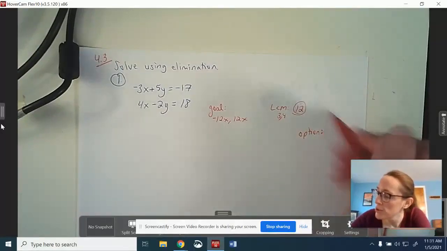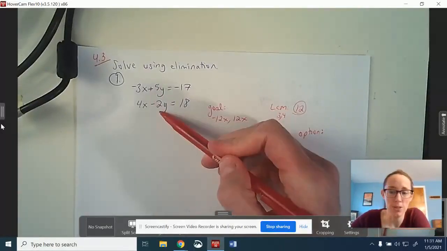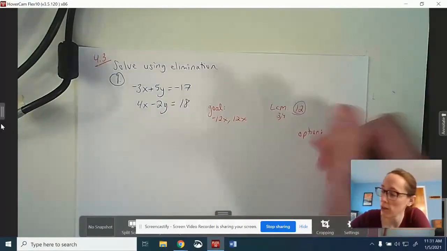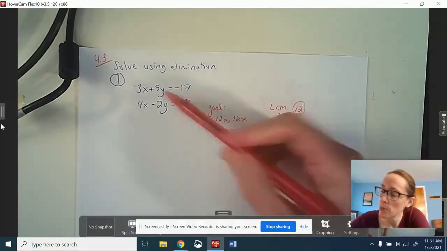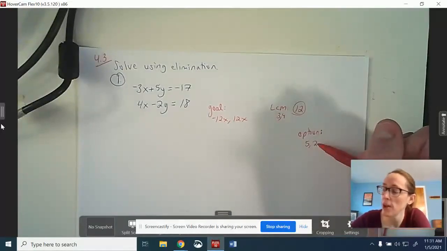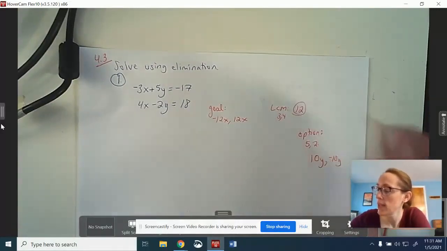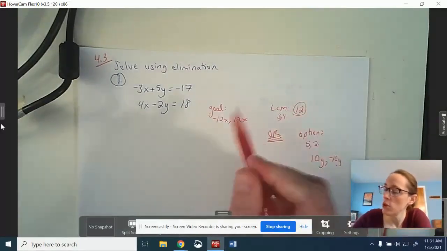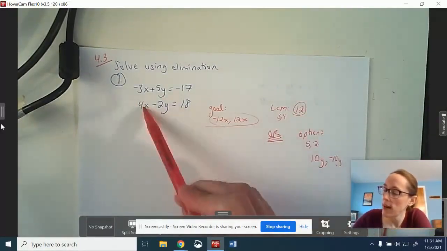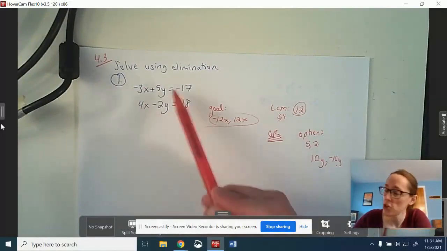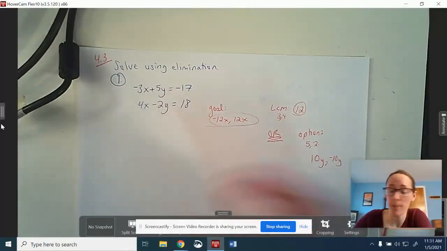is to multiply and try to get these to be opposite terms. Now, if you want these to be opposite terms, you're not going to be able to make 12s. So you want to think you have 5 and you have 2. What's the least common multiple of 5 and 2? That's 10. So another option is to aim for 10y and negative 10y. Okay? So you either want to try to change these guys into negative 12x and positive 12x, or change these guys into 10y and negative 10y. It's up to you which one you want to do.